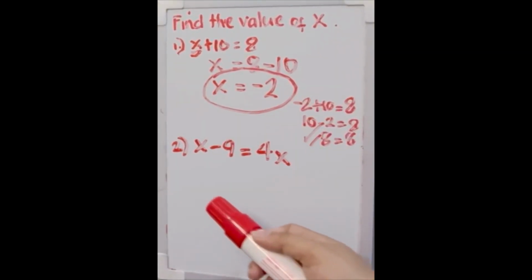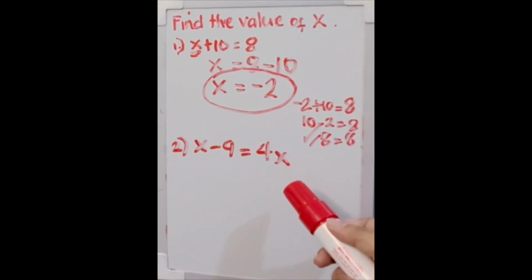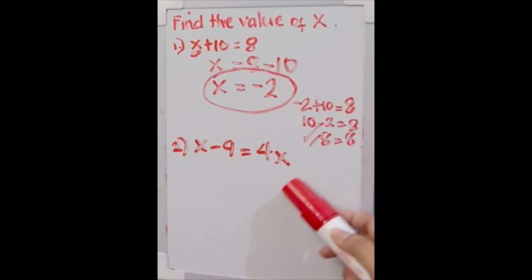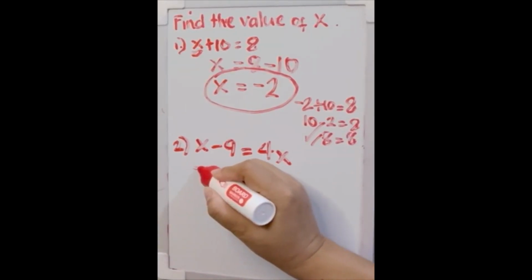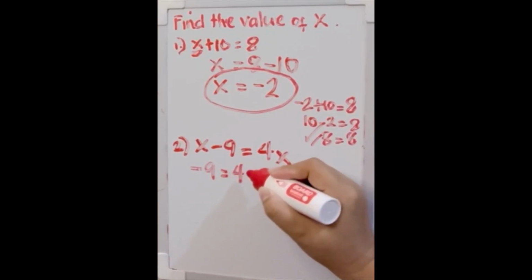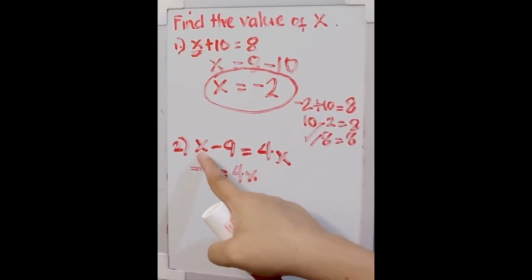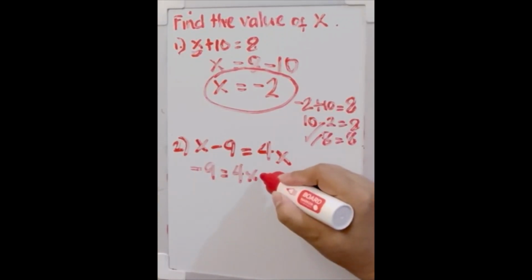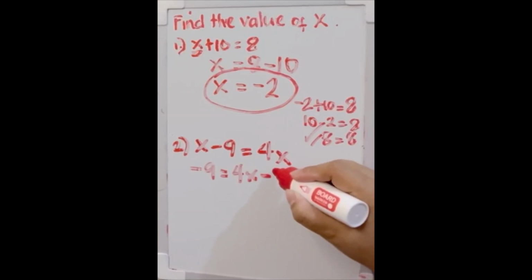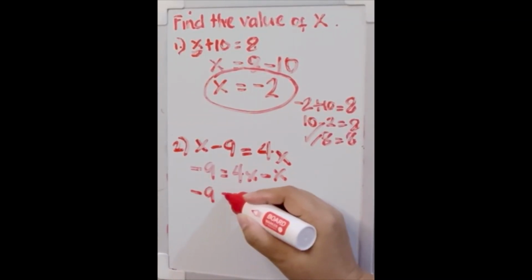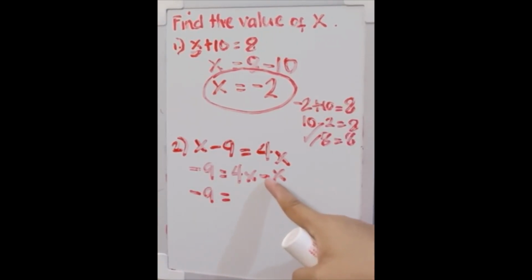Our second example, we have x minus 9 equal to 4x. We need to transfer the x variable here to the other side of the equation together with the 4x. So we will rewrite negative 9 equal to 4x. Now this x carries a positive sign. When you transfer it on the other side of the equation, that becomes negative x. So you have now negative 9 equal to 4x minus x.